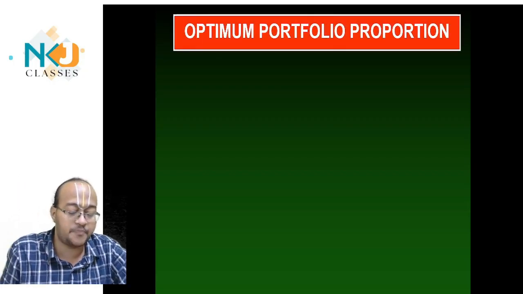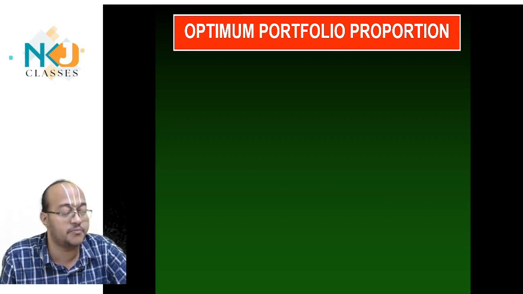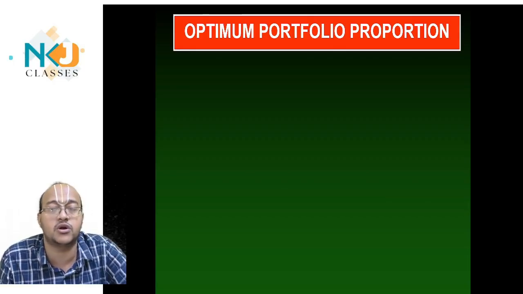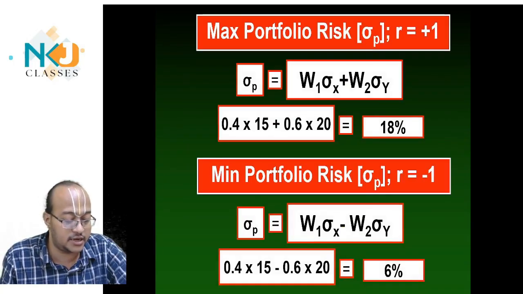If correlation is -1, calculate the proportion of the individual securities in the portfolio to reduce the risk to 0. Very simple. Optimum portfolio proportion. Just now we computed that. What proportion should we use to bring the risk to 0? One thing you should very clearly understand.